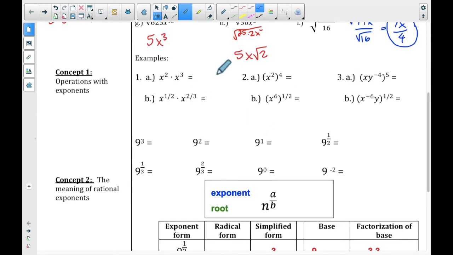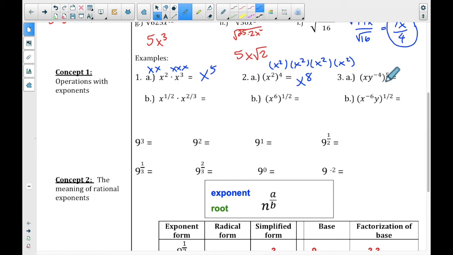Okay, back in that unit where we were doing this also, we learned that x squared times x to the third, there's 2 of them here, there's 3 of them here, that's like x to the 5th. So we said, oh, you can just add those together. But if it's x squared to the 4th, that's like you have 4 different sets of x squared, and so that means you must have 8 of them altogether.